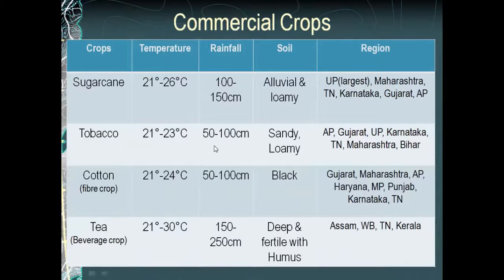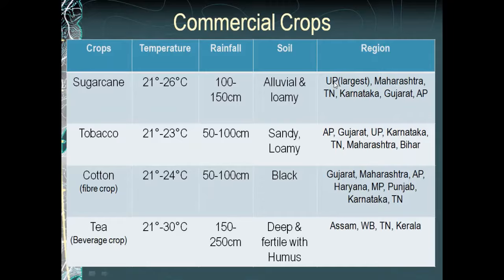Next we have to discuss commercial crops. Many are there: sugarcane, tobacco, cotton, tea, etc. First, let us discuss sugarcane, which requires 21 to 26 degrees Celsius temperature, 100 to 150 centimeters of rainfall, and alluvial and loamy soil. Uttar Pradesh is the largest producer of sugarcane.